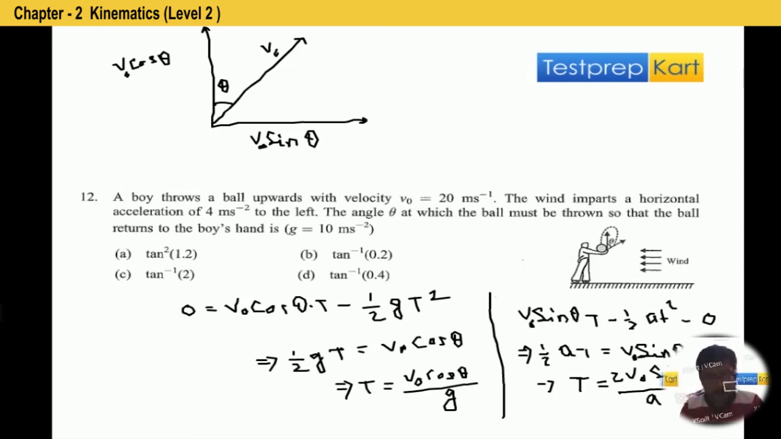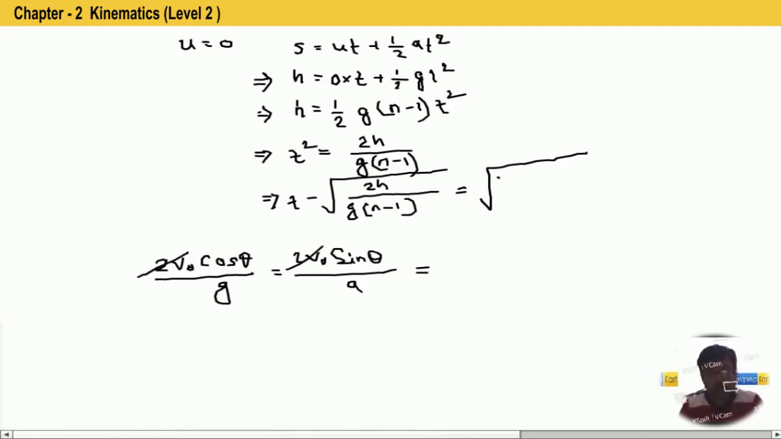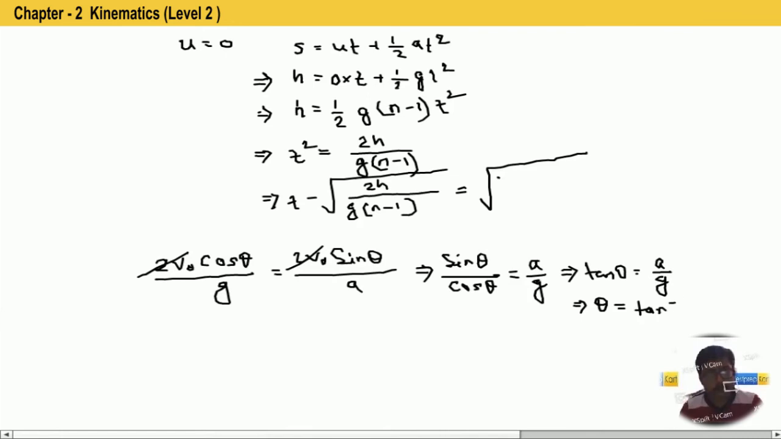Now 2 v naught cos theta by g should be equal to 2 v naught sin theta by a. 2 v naught cancels. Now sin theta by cos theta equals a by g. Tan theta is equal to a by g. Theta is equal to tan inverse a by g.